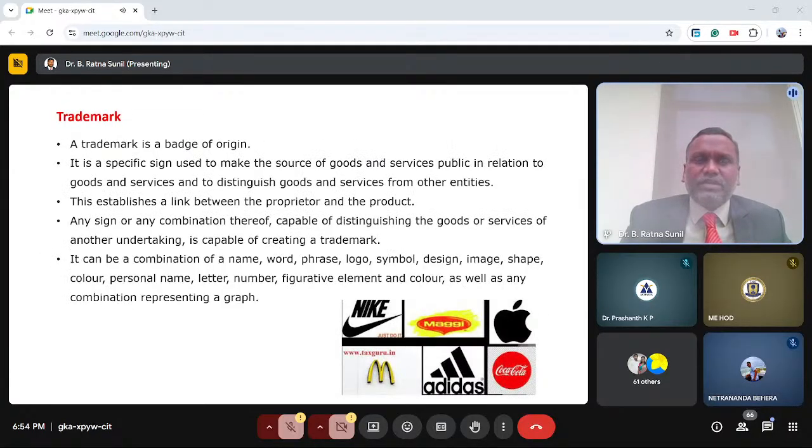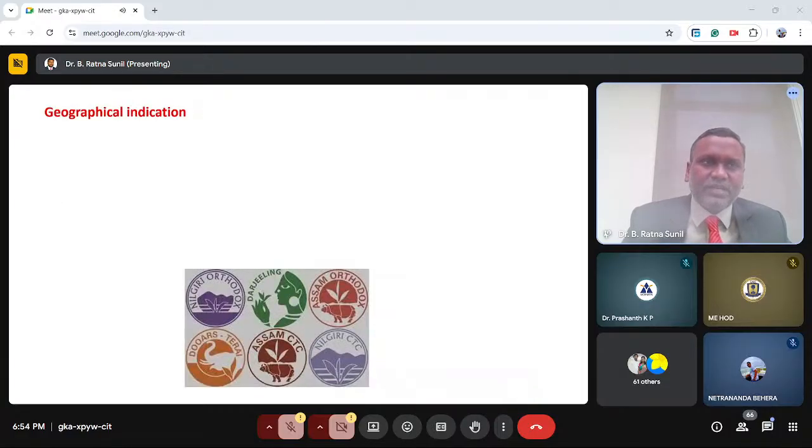Right? And when it comes to trademark, a trademark is a badge of origin that represents that company. So a trademark can be a word, a phrase, a symbol, a logo, right? Even one sentence, a phrase also, can be a trademark.